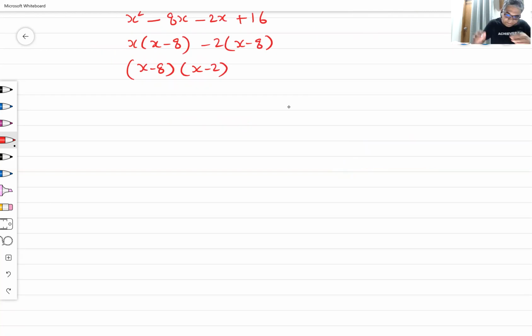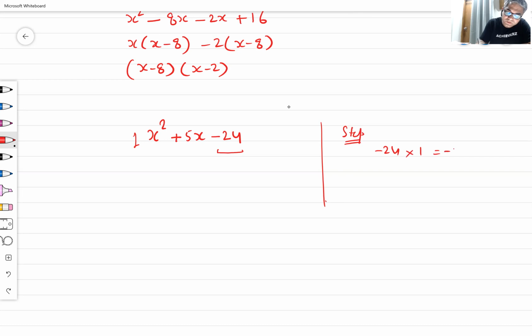Next, again, a little twist to the question, right? All right, let's see. X squared plus 5x minus 24. Now look what has to be done, right? This is minus 24. This is 1. So first step, okay, done. Let's try the first step. So minus 24 into 1. This is minus 24. Someone has done it, it looks. Wow, Vandan. Good.